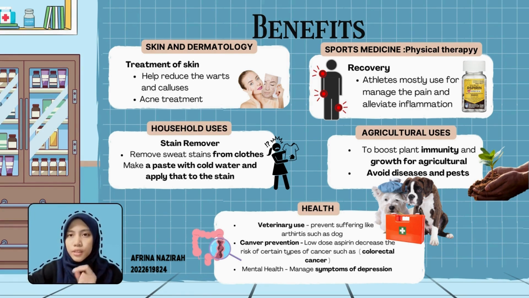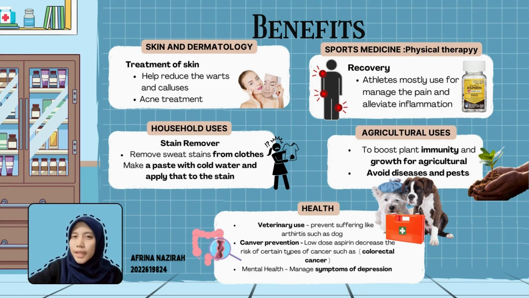Athletes are mostly getting injured, and aspirin can also be used as medicine in physical treatment to cure pain and reduce inflammation after getting injured from sport. As you can see in this picture, these are anti-inflammatory drugs that the athlete can take. Aspirin can be used in both humans and animals.